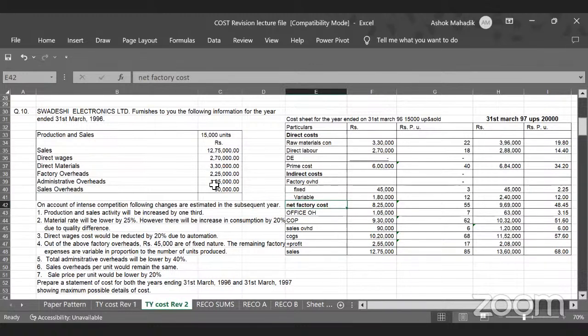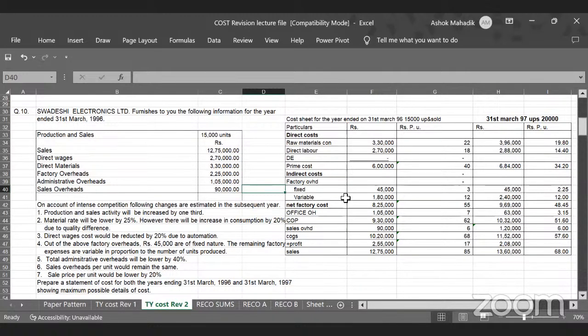Out of the above factory overheads, 45,000 are fixed. The remaining factory overheads are variable in proportion to the number of units produced. So in factory overheads, although in the existing cost sheet, the figure is given 2,25,000, but we have to show its bifurcation. Okay, this is very important. While making the estimate cost sheet, you will need this bifurcation. Okay, so in cost sheet, 2,25,000 is given, but we have to bifurcate like 45,000 as fixed and remaining as variable. Okay, this is important.